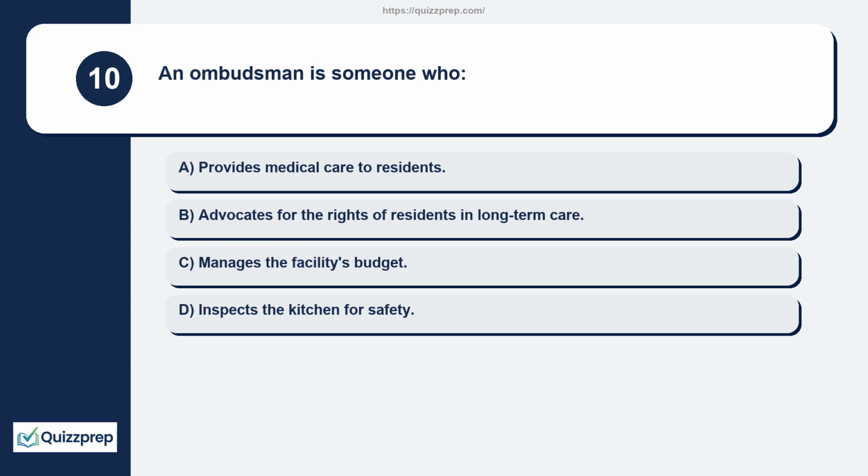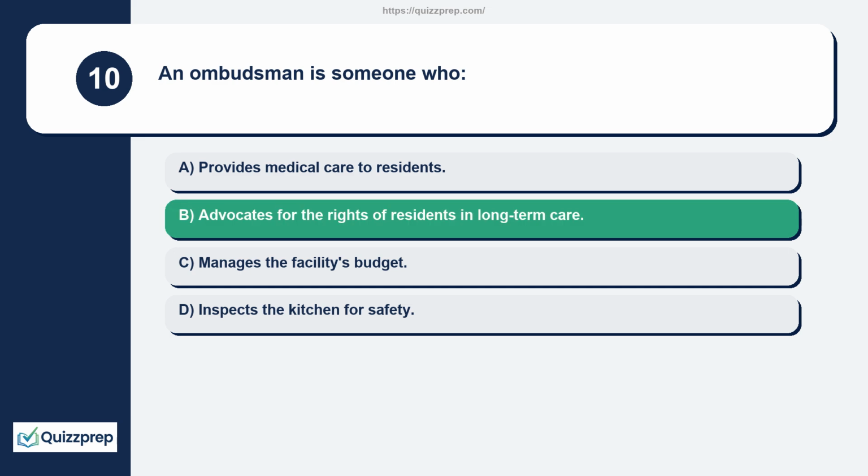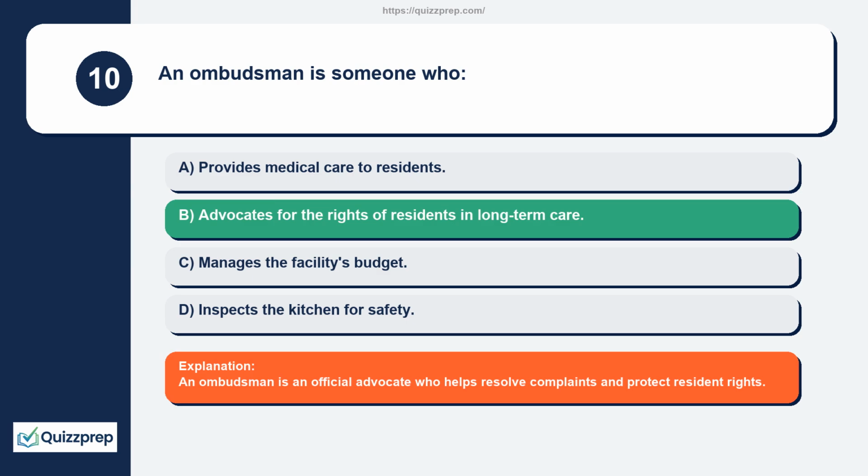Question 10. An ombudsman is someone who provides medical care to residents, advocates for the rights of residents in long-term care, manages the facility's budget, or inspects the kitchen for safety? An ombudsman is an official advocate who helps resolve complaints and protect resident rights.